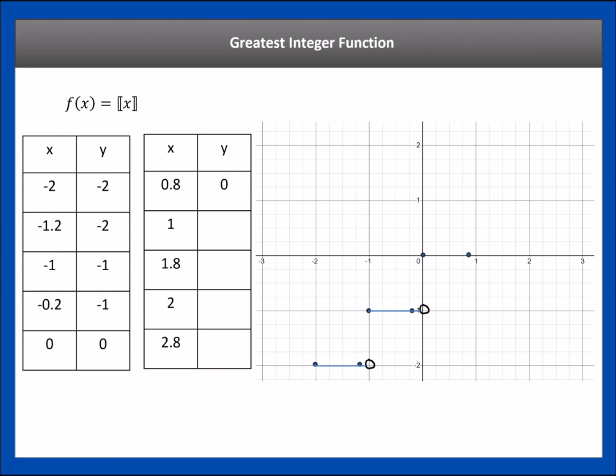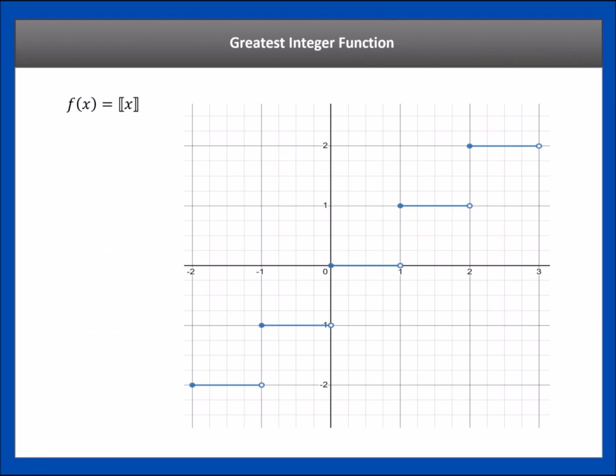If we do 0.8, we get 0, because 0 is less than 0.8. If we do 1, we get a value of 1, because 1 is less than or equal to 1. And therefore we got a hole there, and we're going to continue this. If we continue this, we get the step function given. Okay, so that's how it looks. I'm going to show you how it looks in a better format here.